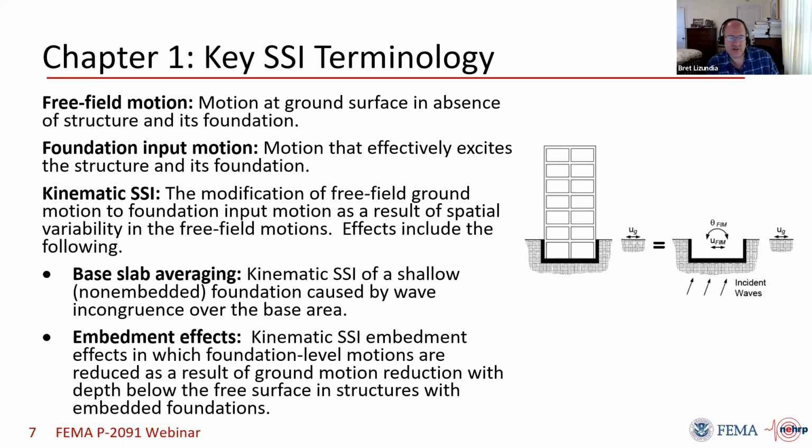One is called base slab averaging, which is where a shallow foundation is experiencing different waves over its full footprint. And yet the foundation, if it's linked together, which you need to have base slab averaging, sort of smooths them all out, because things come in from this side, they come in from that side, but the foundation being linked together sort of averages them all out. So the highs kind of go away as a result of that. And it has effects that are dependent on the period of response.